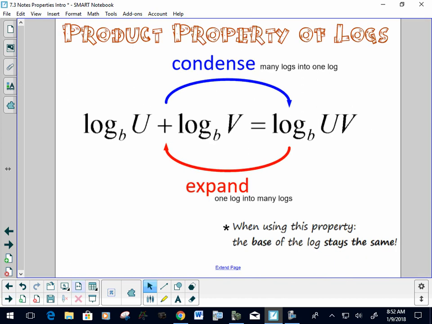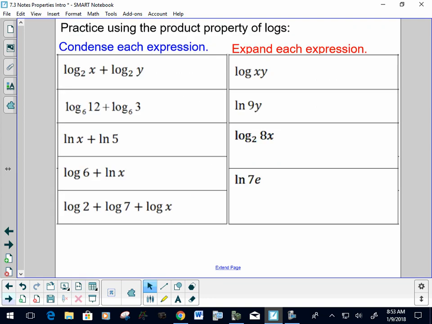It's really important though that you understand that the base, whatever the base is, stays the same, and they do have to have the same base. If they're different bases, you cannot use this property. So we're going to look at both some condensing and some expanding, and we're going to start with condensing.